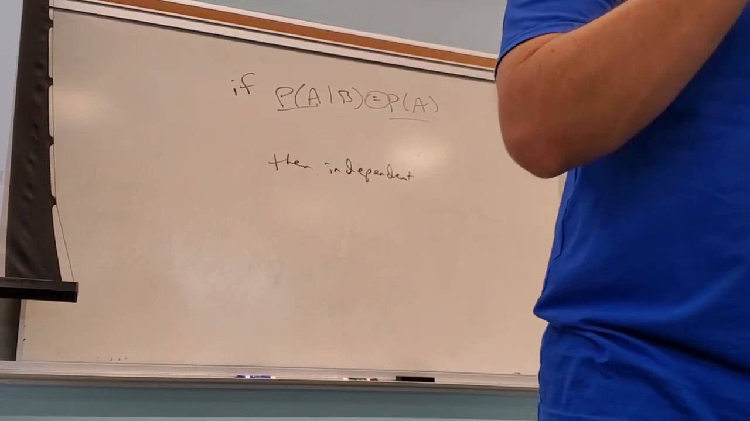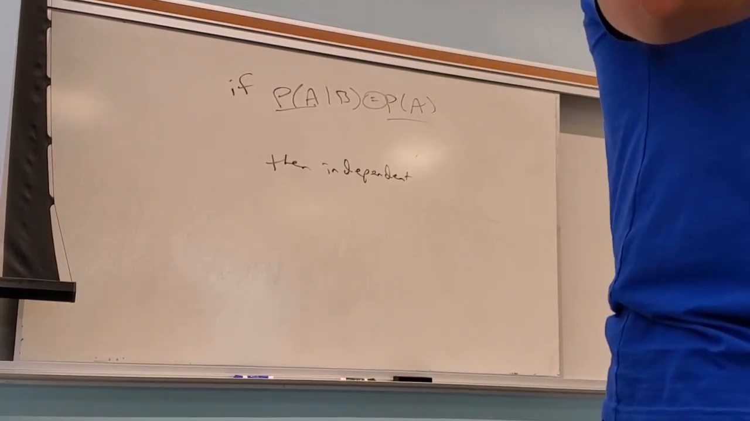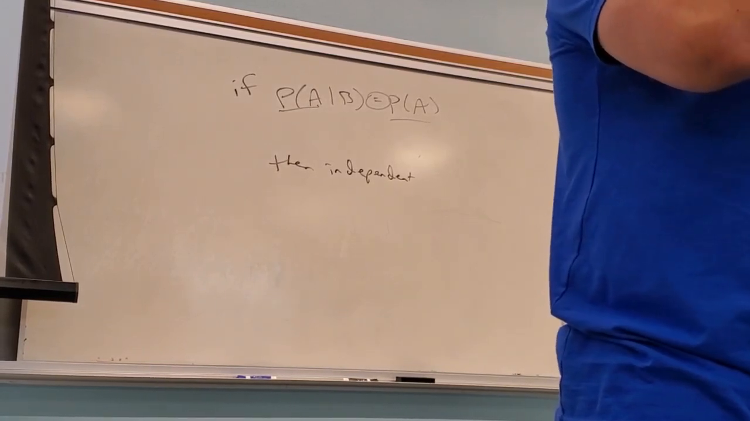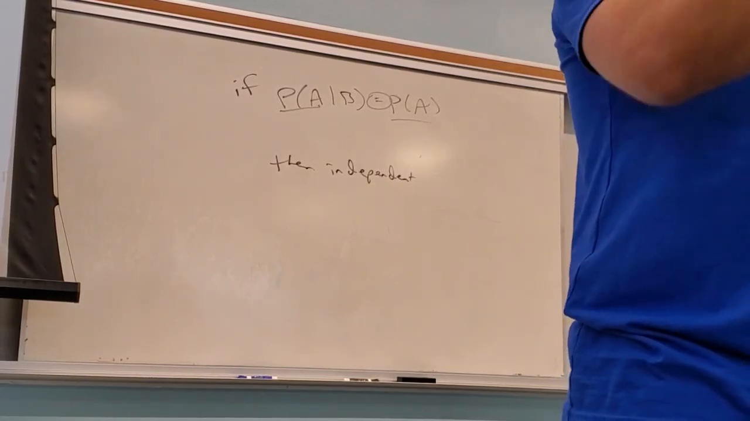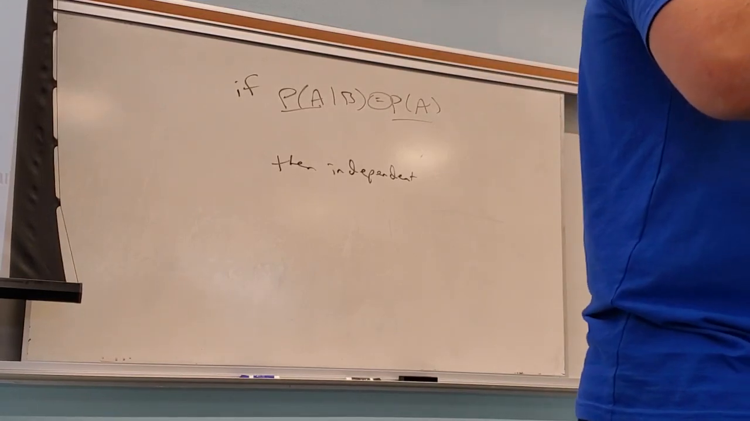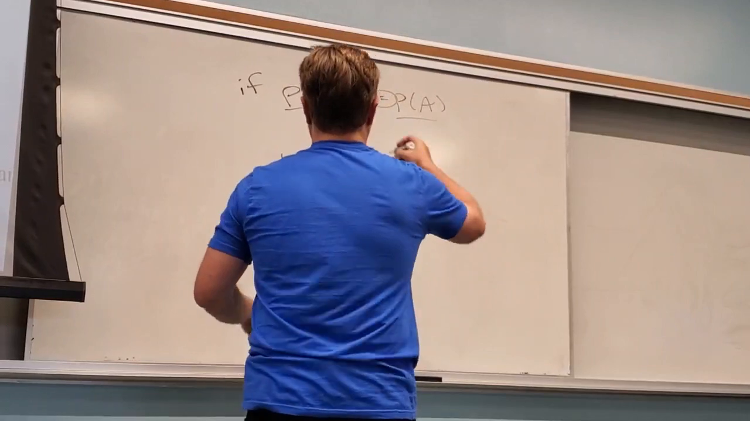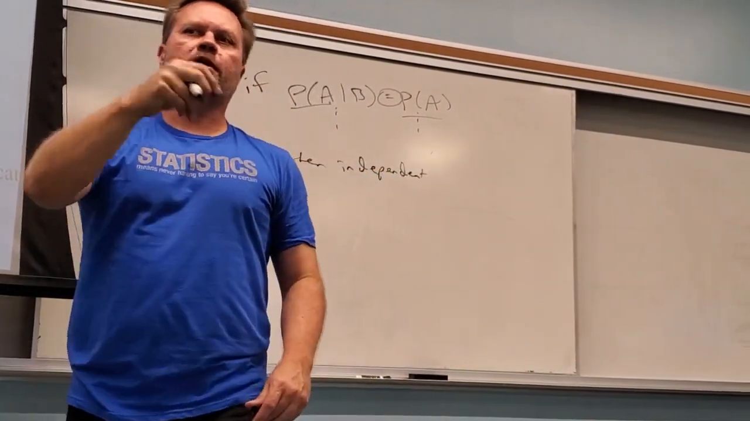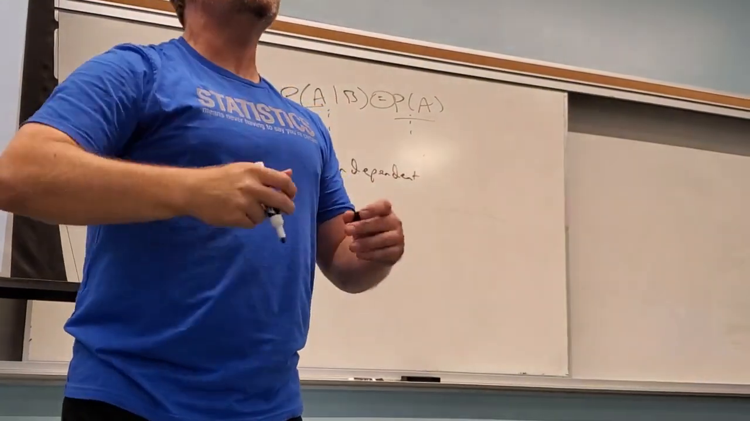So again, I've said this before, but if I ask you, are these two things independent, and you find yourself writing a lot of words, you are wrong. Stop. The answer to the question is not a lot of words. The answer to the question is, show me what this is, and show me what this is. If they're equal, they're independent. If they're not equal, they're dependent.